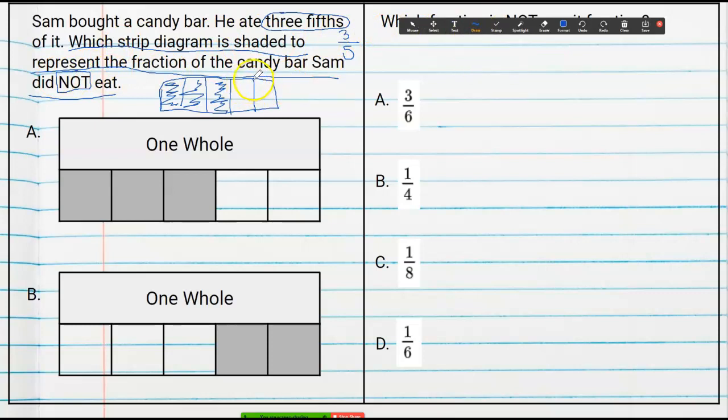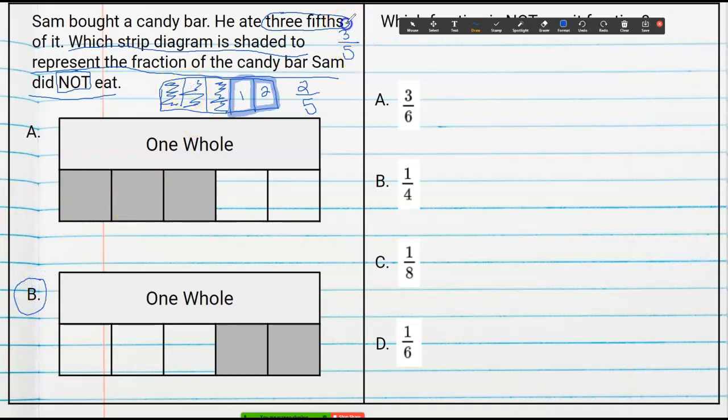So that's really important. So he did not eat this piece right here or this piece. So what fraction is represented by those pieces? Okay, well I know there's still 5 pieces of the candy bar. That does not change. Our denominator does not change. Okay, but here I'm showing 2 pieces that he did not eat, which would make it 2/5. So which one of these shows 2/5? It's B.